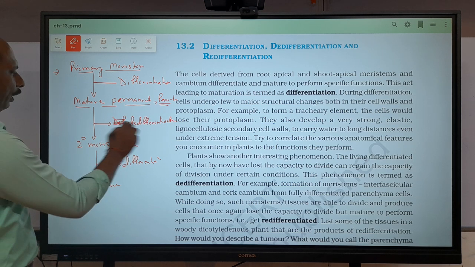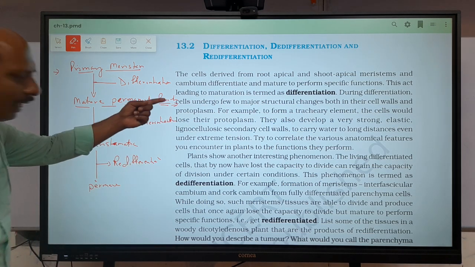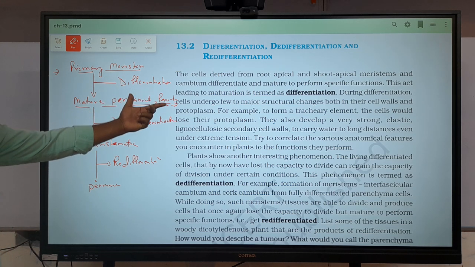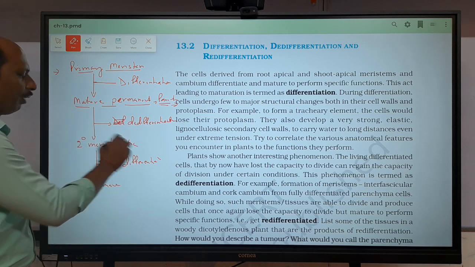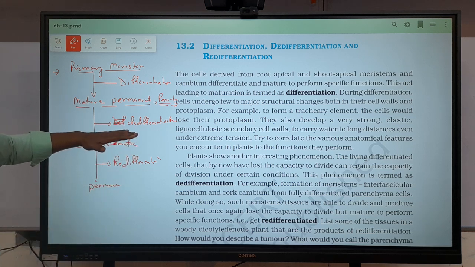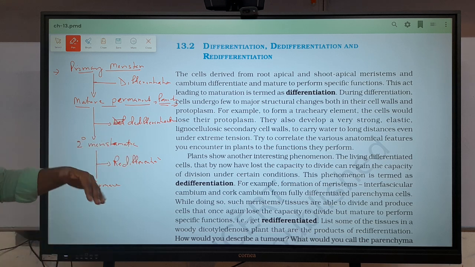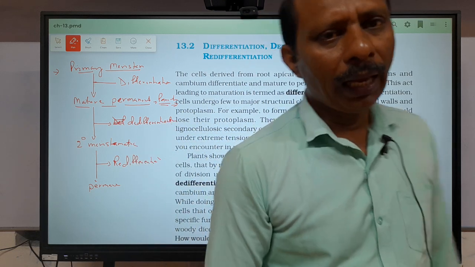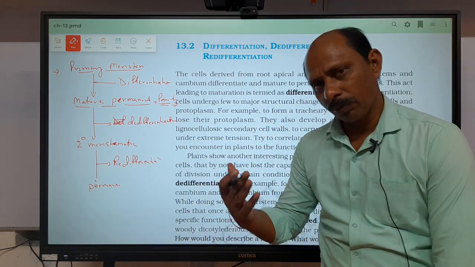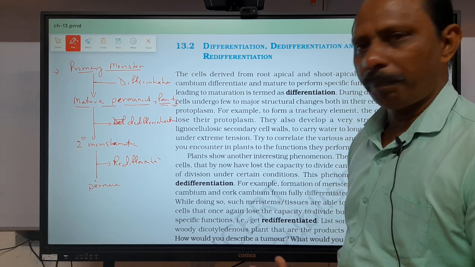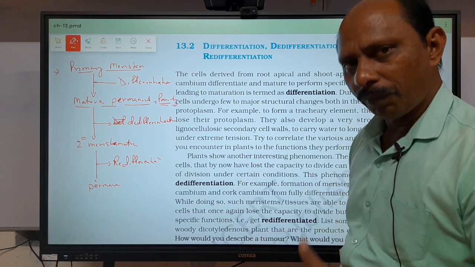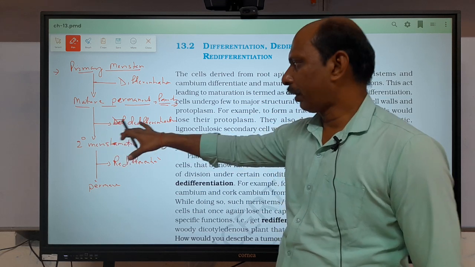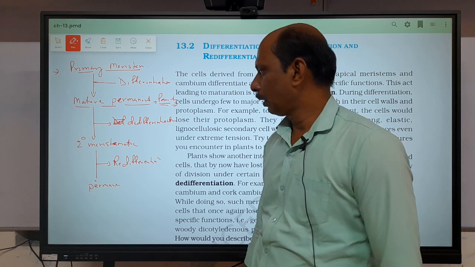So interfascicular cambium is formed from parenchyma cells which are already permanent cells after maturation through differentiation. They once more convert into meristematic tissue, into cambium. This is called interfascicular cambium, and also cork cambium. Because they were permanent tissue in the form of parenchyma cells and convert into meristematic cells, this is called de-differentiation, right?